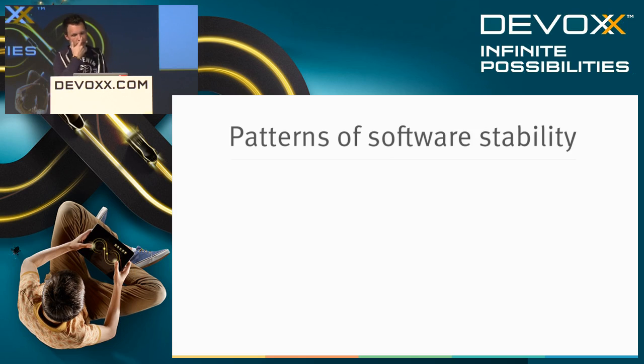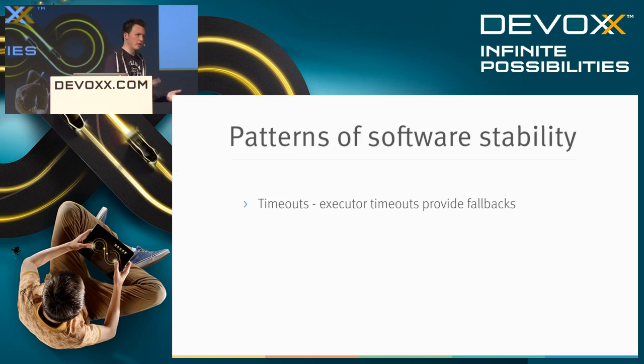The patterns of software stability are common patterns like timeouts, for example. A timeout, I guess everyone has heard of a timeout, right? That's basically that you say, when I execute a request, I don't want to wait forever. I, for example, want to search for a product and I don't want my customer to wait more than 3 seconds. After this, I fail the request and, for example, send back a fallback value.